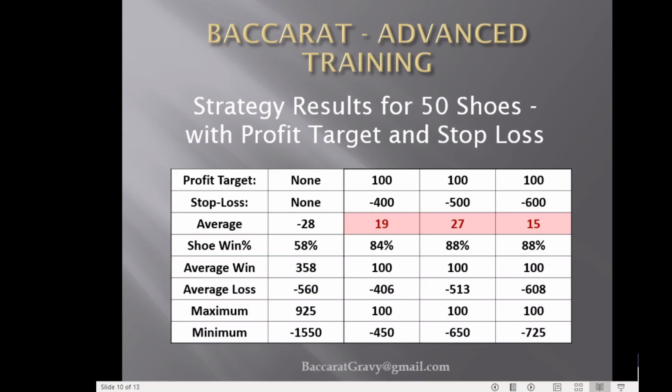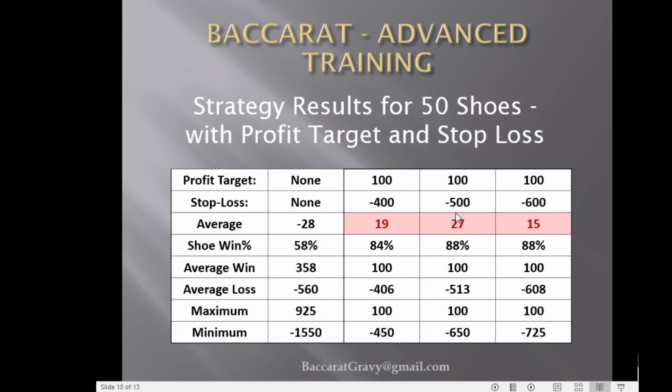If we apply a profit target and stop loss to any system, it's usually possible to improve that system performance and take more profit over the long run. That was true in this case. For the 50 shoes tested, the best results were found with a profit target of 100 and a stop loss of 500.